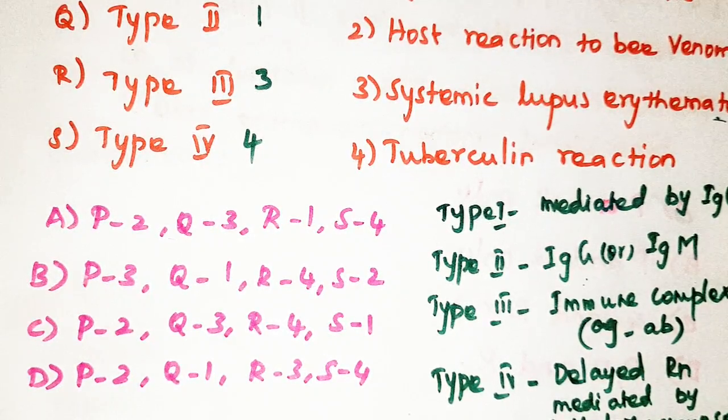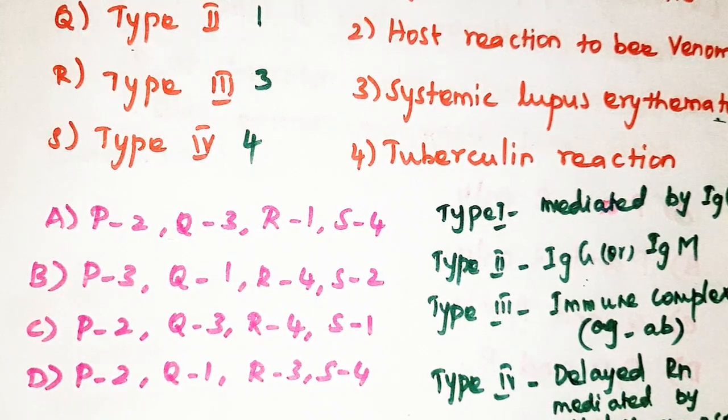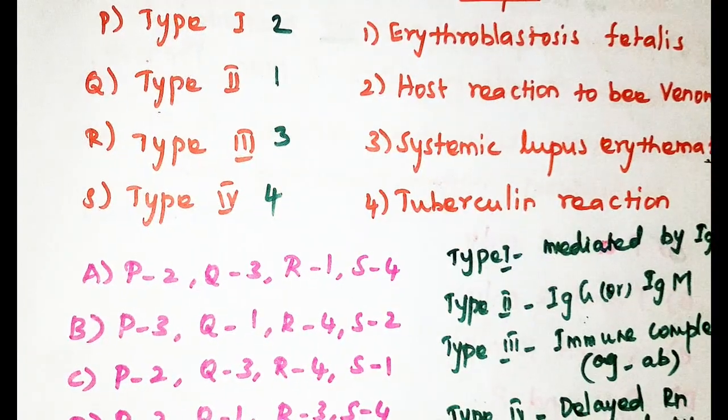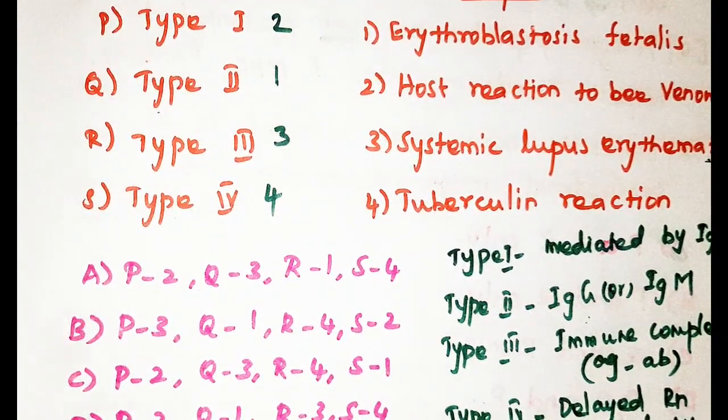So it is used to detect the presence of the bacterium that causes tuberculosis, that is Mycobacterium tuberculosis. So the answer is 2134. So 2134, option D is correct.